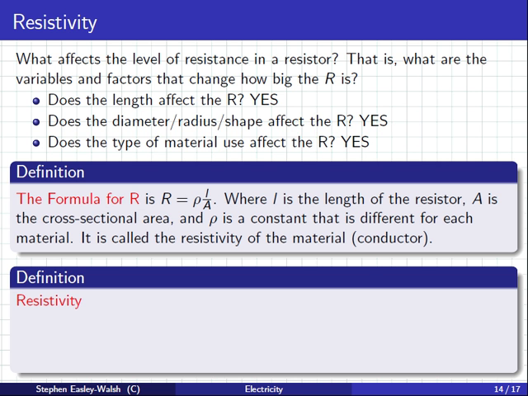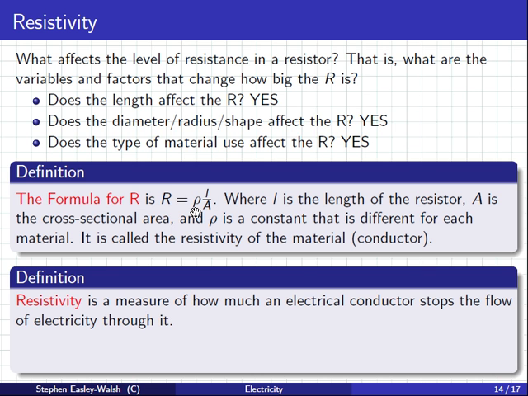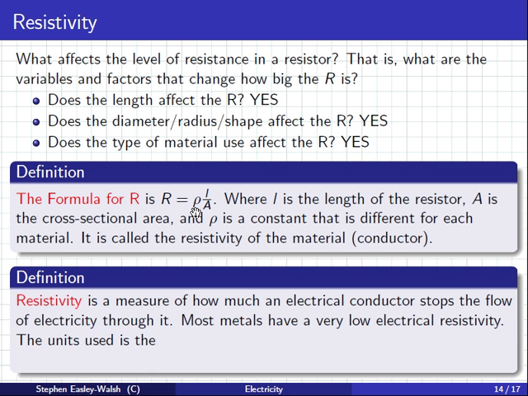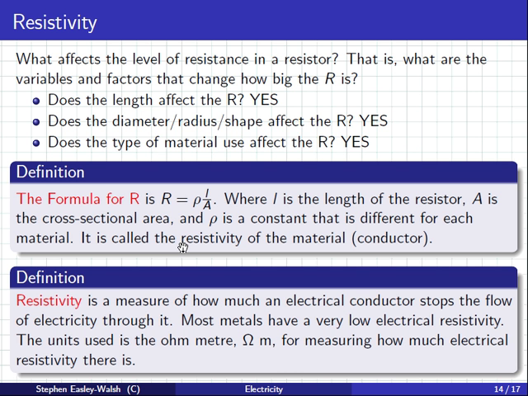Continue. Resistivity is a measure of how much an electrical conductor stops the flow of electricity through it. Most metals have a low value, and the units, well actually you can look here and you can work out the units. It'll be the ohm meter. Ohm times meter is the unit. There it is there. And it's for measuring how much electrical resistivity there is. So write pretty much everything except maybe the second sentence. You don't have to write down the fact that it's usually low for metals.